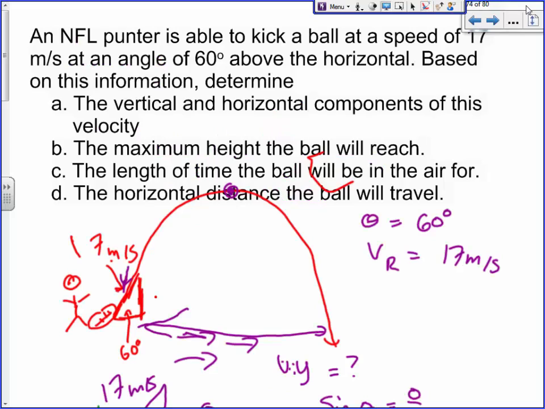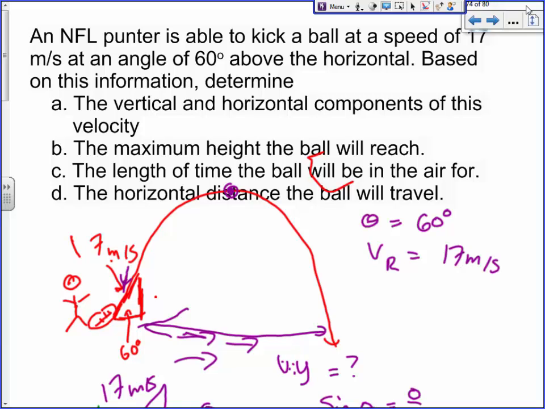How do you find a horizontal and vertical component? You have to use trigonometry. You're going to use sine and cosine. If I give you the speed of 17 meters per second, that's the hypotenuse, or the resultant. As he kicks the ball, that's the trajectory on the hypotenuse. So we use trigonometry to break it up into an initial x and y velocity.